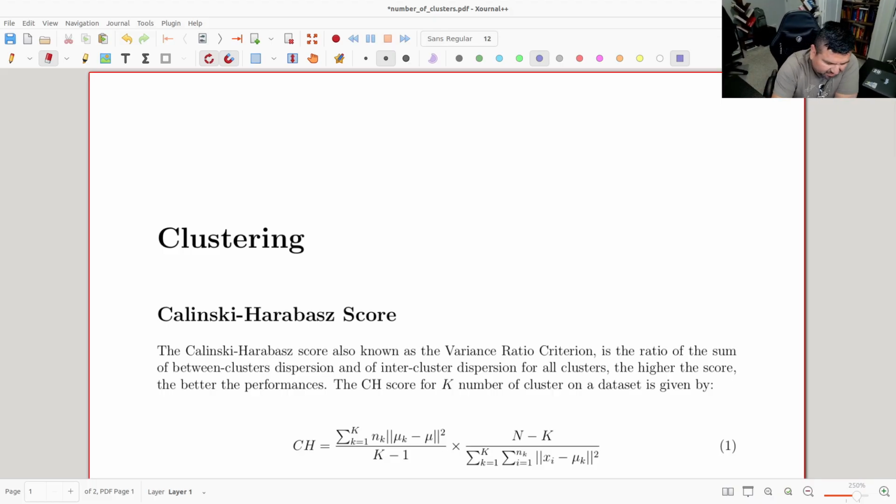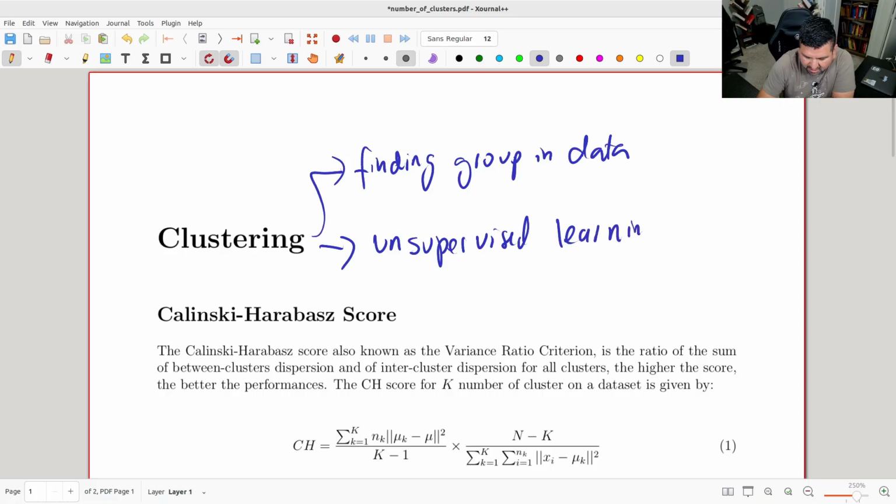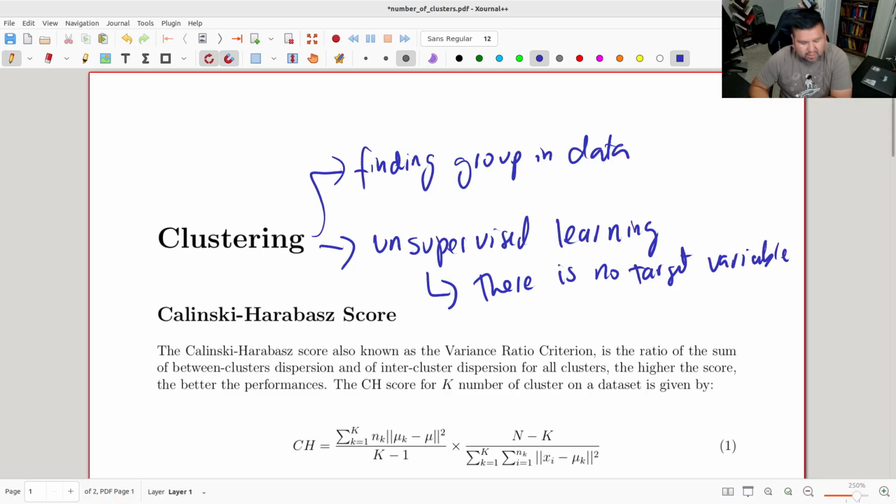As I mentioned in one of the previous tutorials, clustering is about finding groups in your data, and it is unsupervised learning. Basically, that means that there is no target variable. All right, so we talked about k-means, and at the very beginning of that algorithm, we need to set how many groups we want to consider.